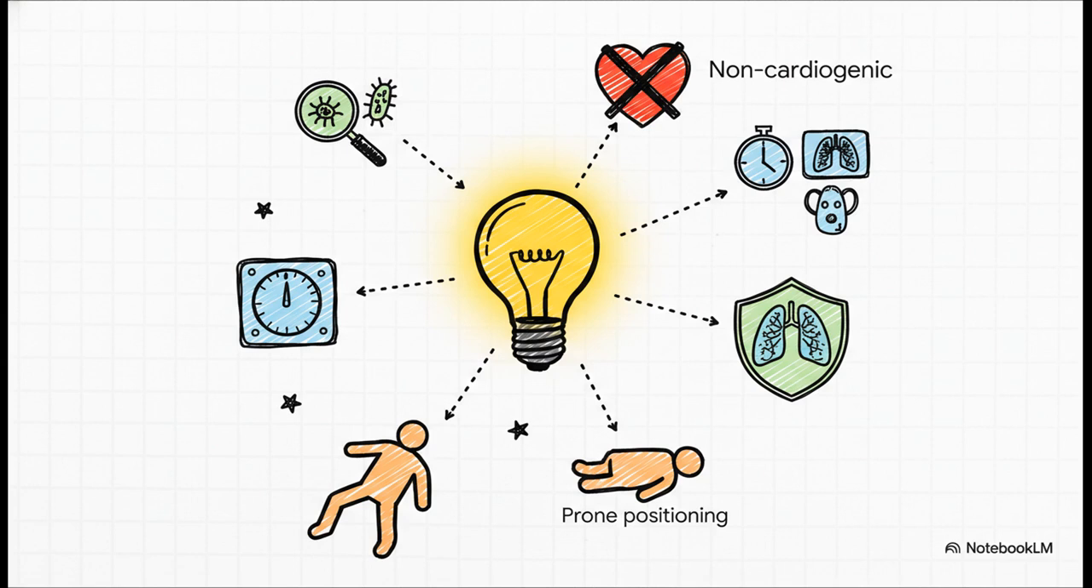Management is all about lung protection. You gotta know your numbers: tidal volumes of 4 to 8 mils per kilo and a plateau pressure less than 30. Use prone positioning for the severe cases with a PF ratio less than 150, and never ever forget to aggressively hunt down and treat the underlying cause.